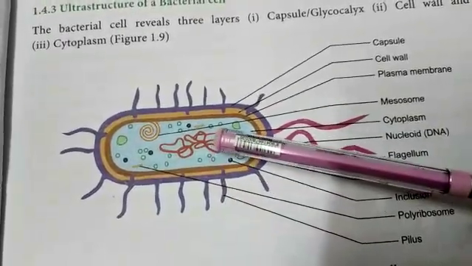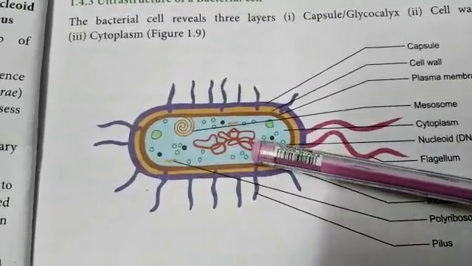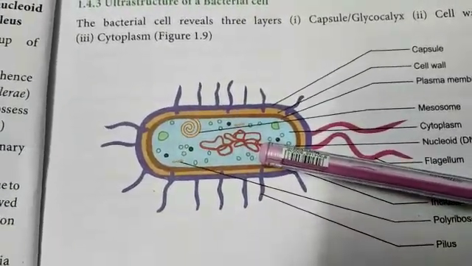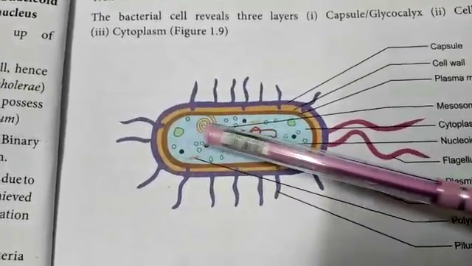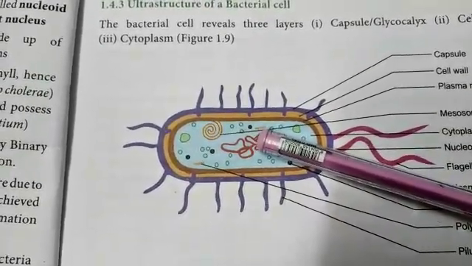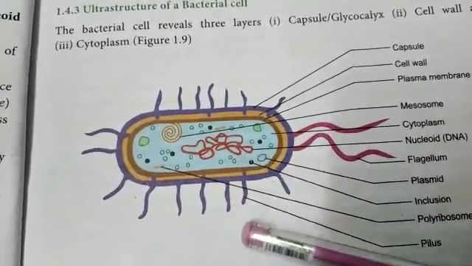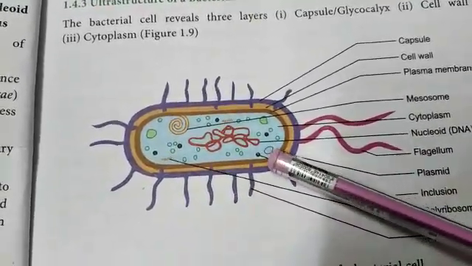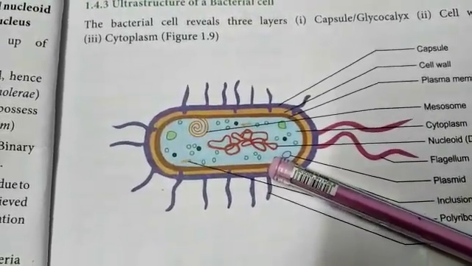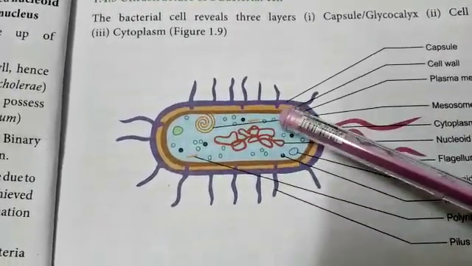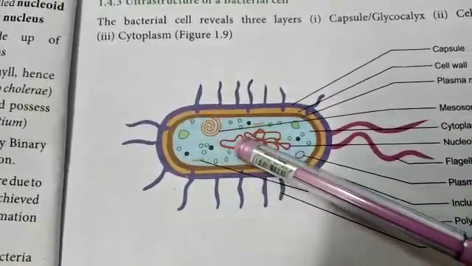The next one is the cytoplasm, which is inside the plasma membrane. The cytoplasm is a thick semi-transparent material which has ribosomes and other cell inclusions. What are the inclusions? Glycogen, polyhydroxybutyrate granules, sulfur granules and some gas vesicles are present inside the cytoplasm.